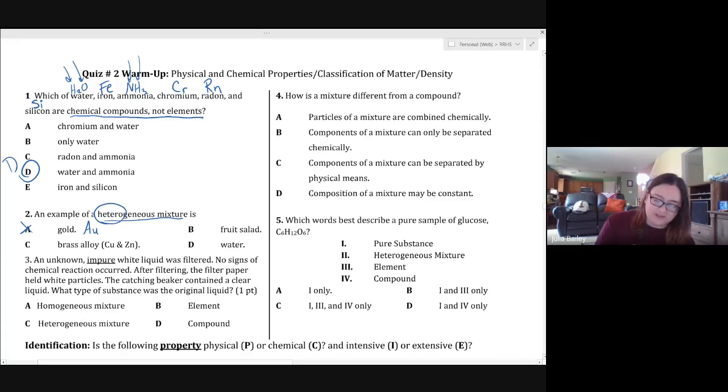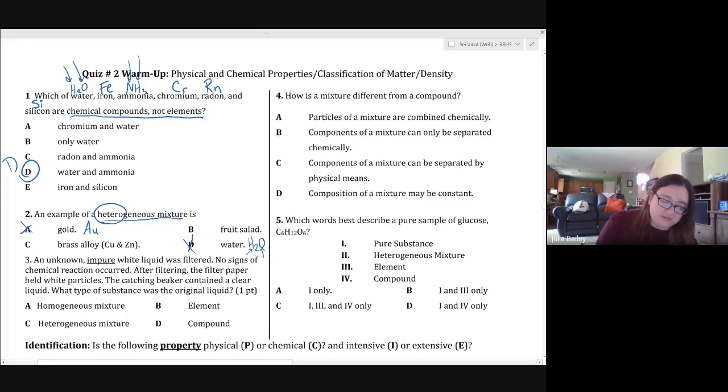The other super easy one to get rid of here is water, because as we just talked about, we know water is H2O. And again, those 2 capital letters, that tells us that's a compound. A compound is a pure substance. It's not a mixture. It therefore cannot be a heterogeneous mixture. That's not our answer choice. Now we're left between brass alloy and fruit salad.